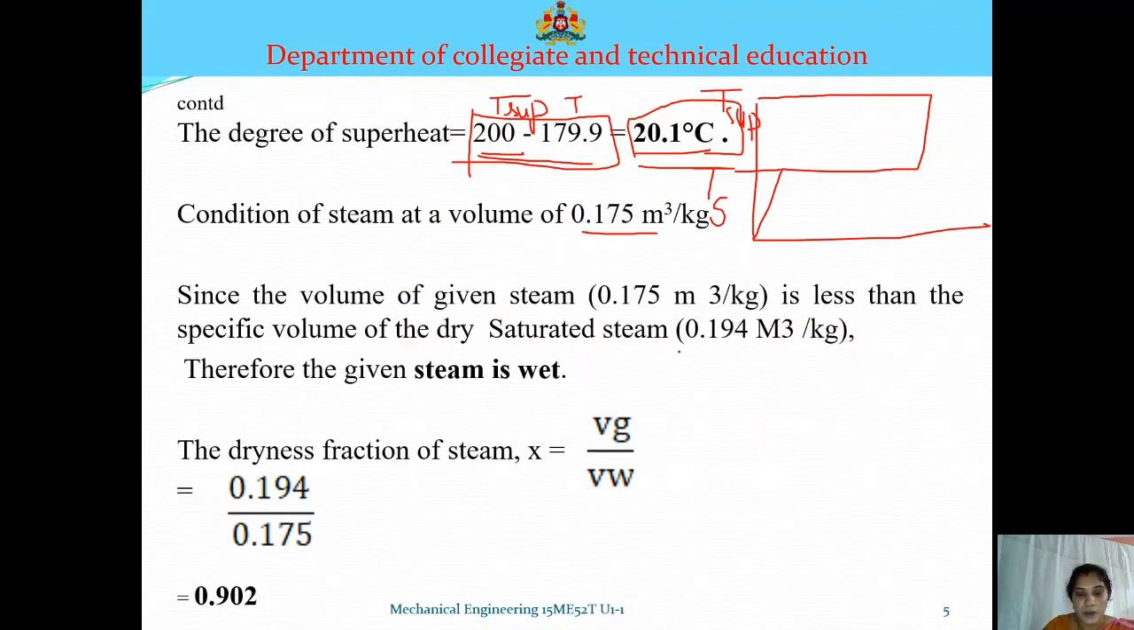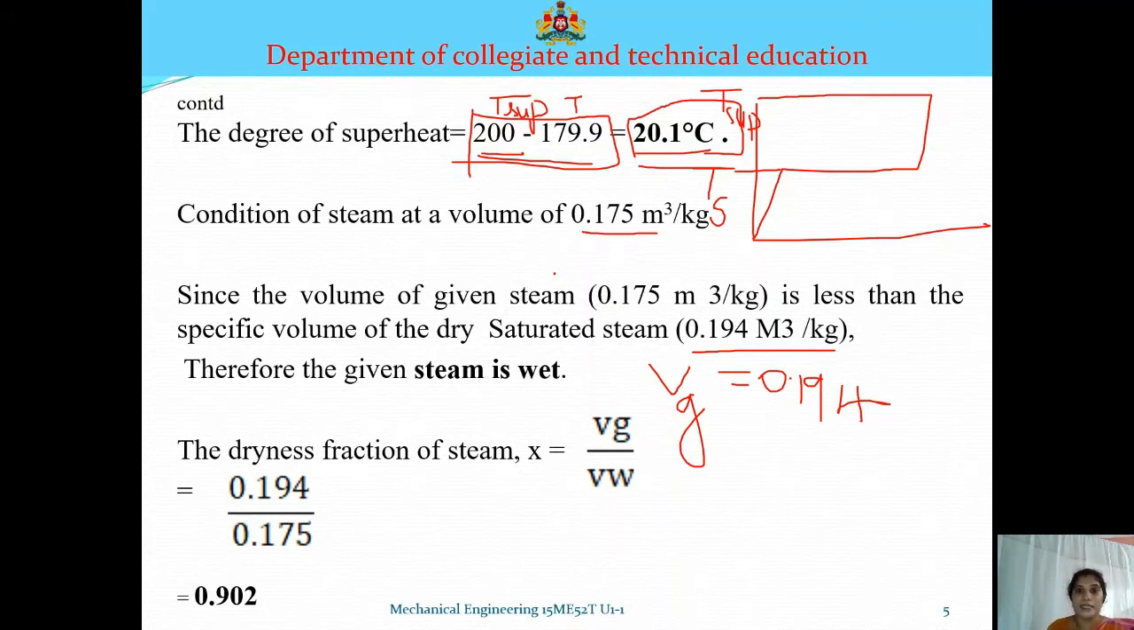So from the steam table for dry saturated steam, the value of Vg is 0.194 meter cube per kg. Now, in the first part of the problem, since they had given the temperature, we compared the saturation temperature with the given temperature, and then we concluded the condition of the steam, right?